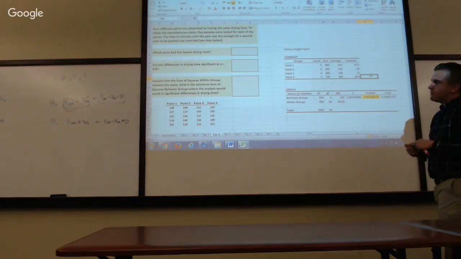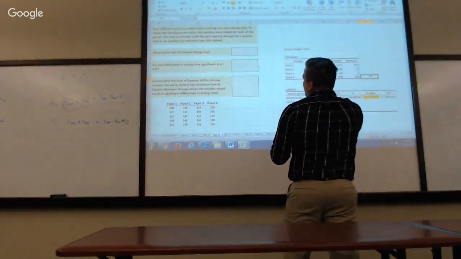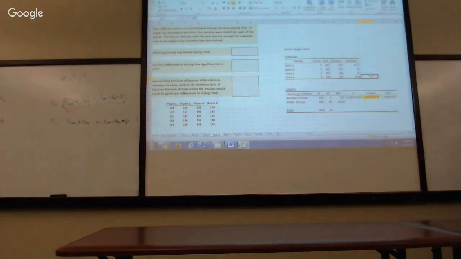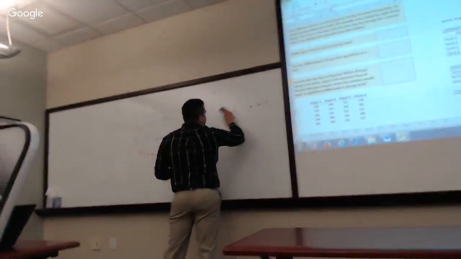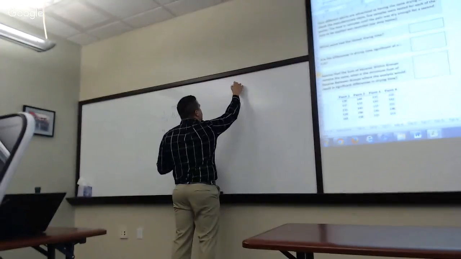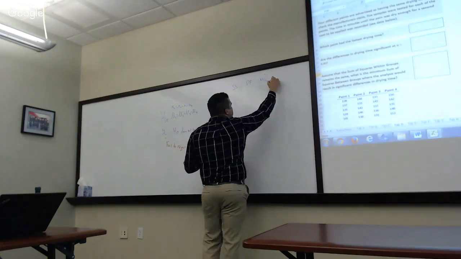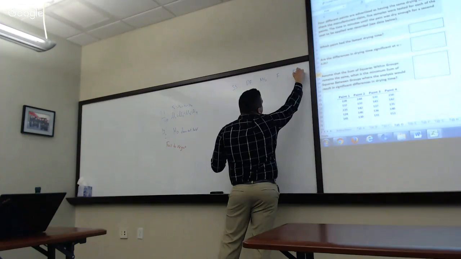So the last part says, assume that the sum of squares within groups remains the same. What is the minimum sum of squares between groups where the analysis would result in a significant difference in drying time? So on page 577, we're going to look at some formulas. We have sum of squares, our degrees of freedom, our mean squares, our F, and then our F critical.